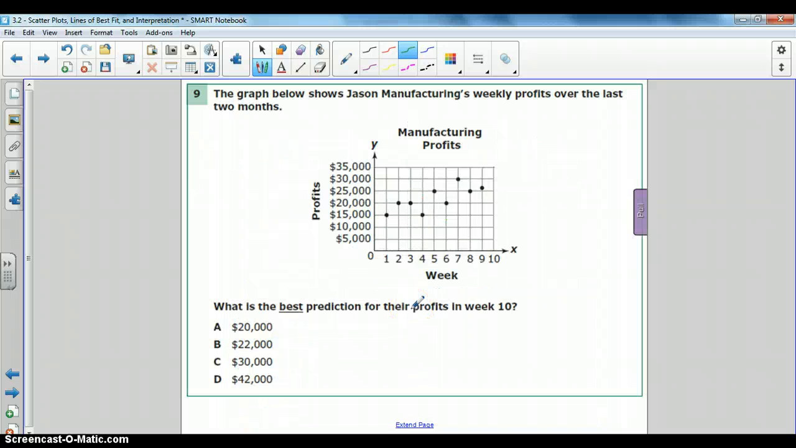The graph shows Jason manufacturing weekly profits over the last 2 months. What is the best prediction for their profits in week 10? Okay, so we have an upward trend. So week 10, do we think it would be 20,000? That doesn't really make sense. That doesn't fit with the rest of the data. Okay, 22,000 would be right here. That doesn't really fit with the rest of the data either. 30,000, that seems maybe about right. Or 42. Okay, that's not even on the chart, so that certainly doesn't make sense. So it needs to be C.